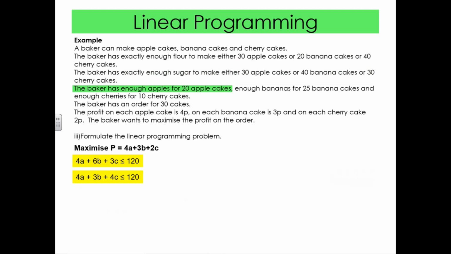We have enough apples for 20 apple cakes, so the number of apple cakes has to be between 0 and 20, non-negative. We've got enough bananas for 25, so B has to be between 0 and 25, and enough cherries for 10, so C is between 0 and 10.